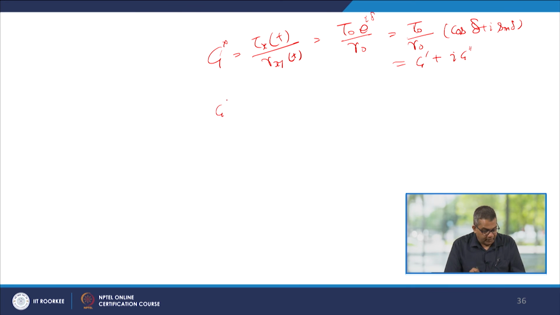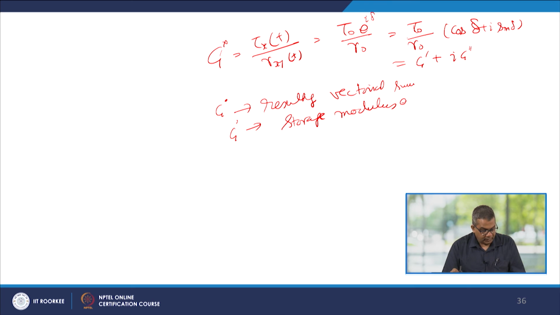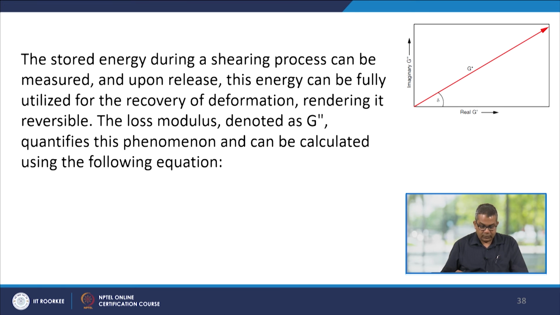Therefore, G prime is the resulting vectorial sum, and G prime is usually referred to as the storage modulus, represented by G prime is equal to tau naught over gamma naught cos delta. Now, it is the measure of the energy stored during a shearing process that can be recovered upon release, and this energy can be fully utilized for the recovery of deformation, rendering it reversible.